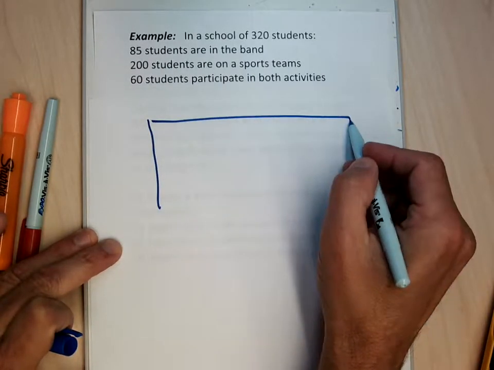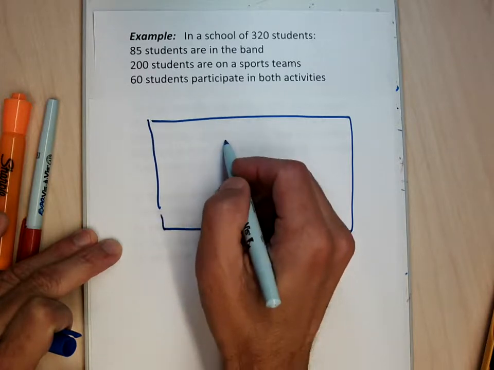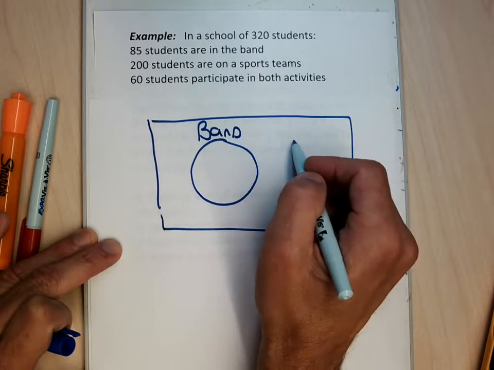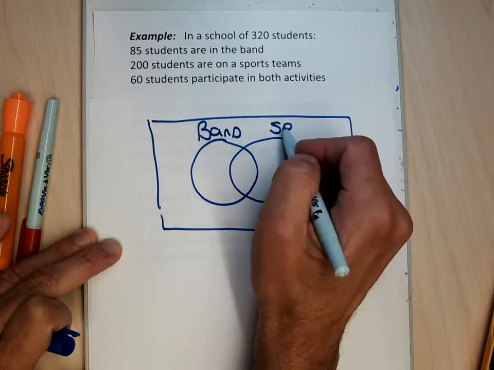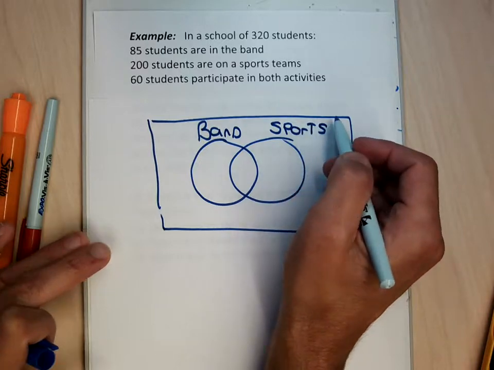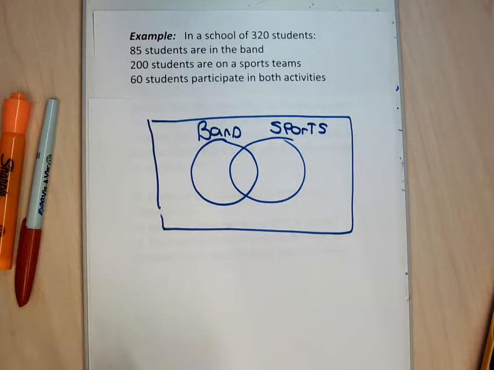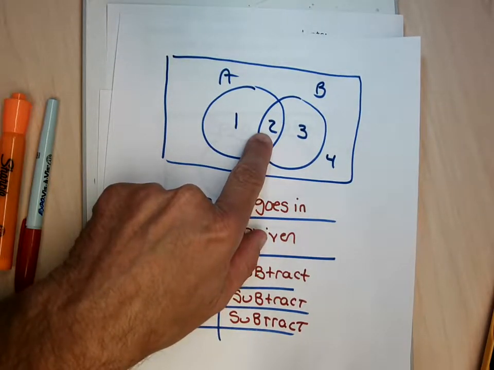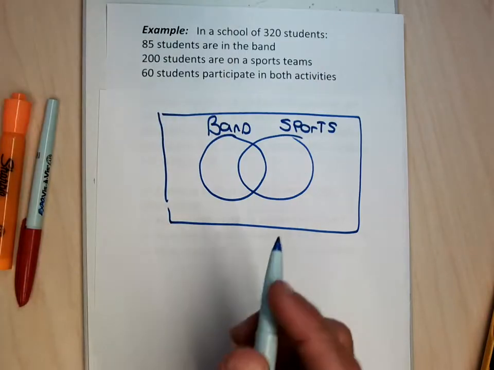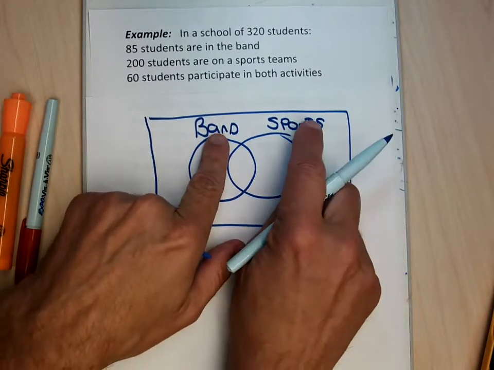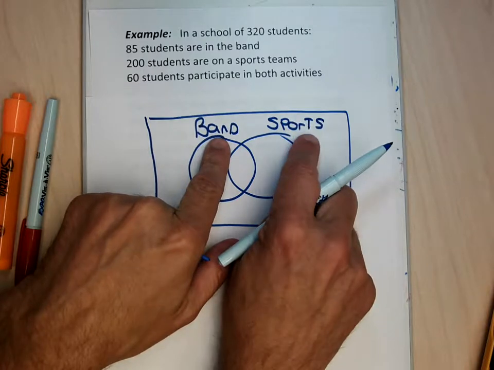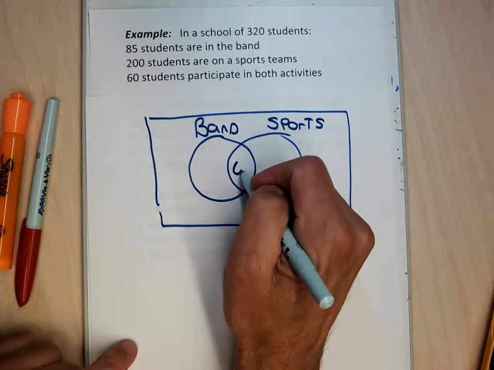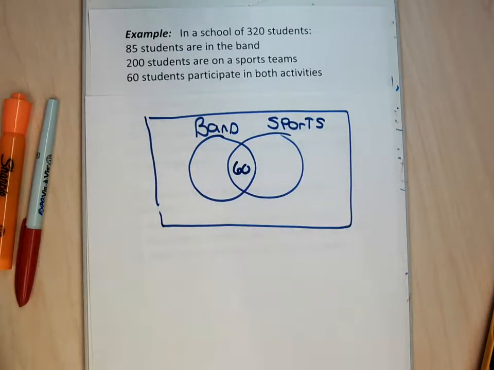So I'm going to create a Venn diagram to fill in the students that are on the band and the students that are playing sports. The only number that I'm going to put in, how it's given, is the number in region 2. That's the number I'm going to put in first. The students in region 2 are the students that are on the band and playing sports. That's these 60 students that participate in both activities. So done with region 2.